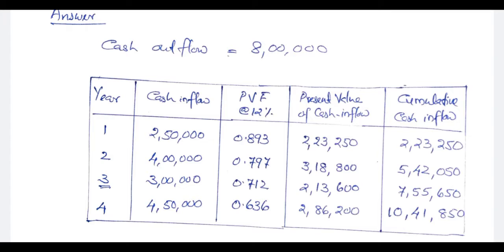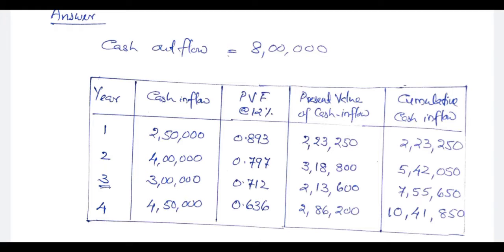Now we have to find out the cumulative cash inflow. In fact, we have to find out the cumulative cash inflow of the present value of all the cash inflows. So we will consider only the data in the fourth column, not in the second column. So cumulative cash inflow first year 2,23,250. Second year 2,23,250 plus 3,18,800. So each year we have to add the present value of cash inflow. So the second year cumulative is 5,42,050.